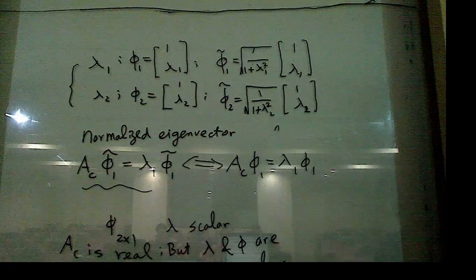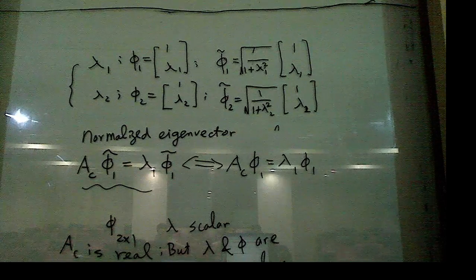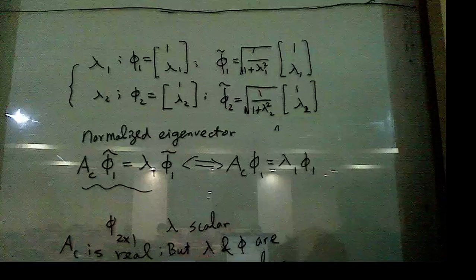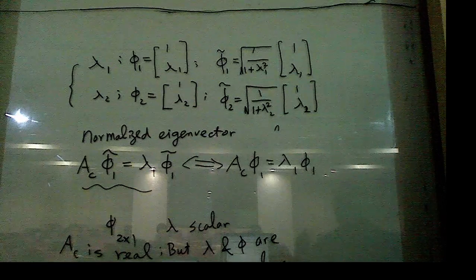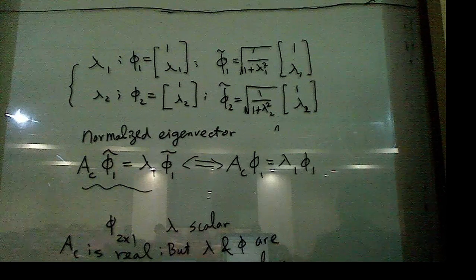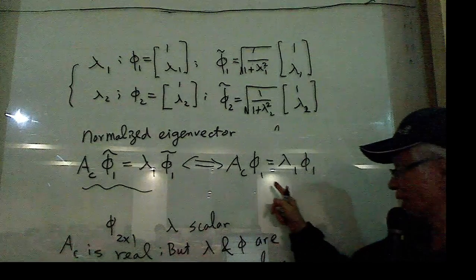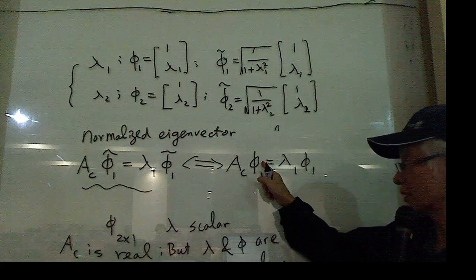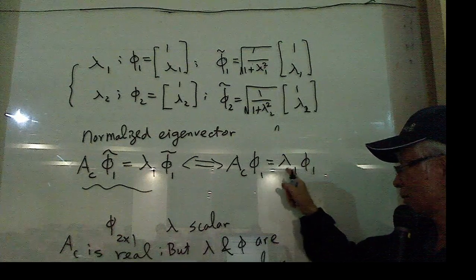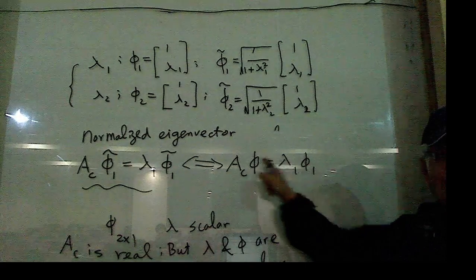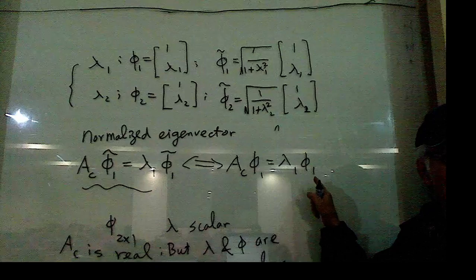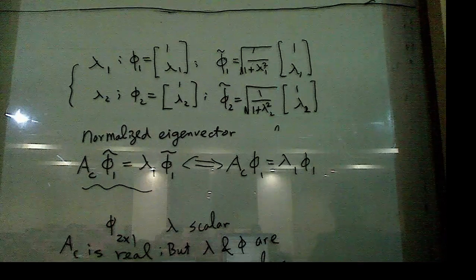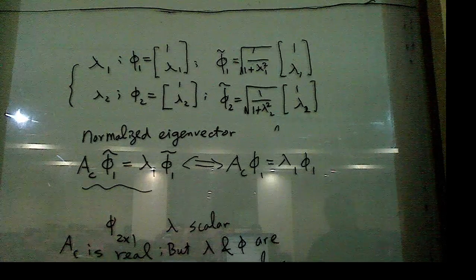Agree? It doesn't change. So this is why I say the length of an eigenvector is not unique. You can write any eigenvector times a constant, equal to lambda 1 times another constant. If both sides are multiplied by a constant, it doesn't change the equations. So when do we have to use normalized?